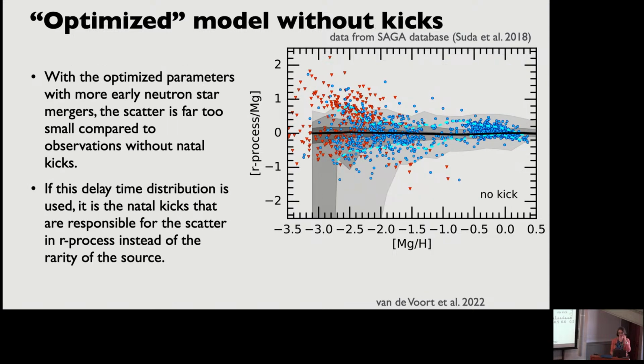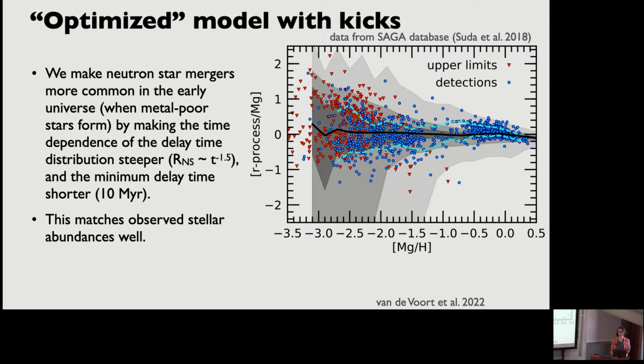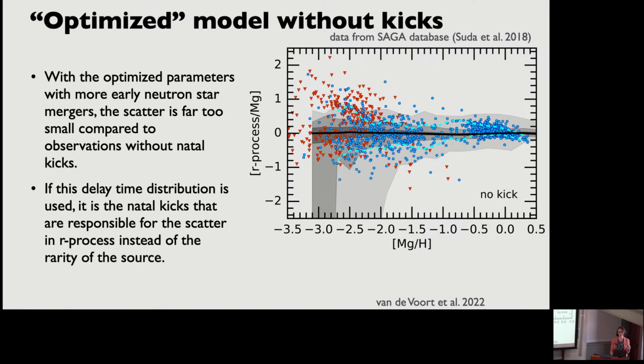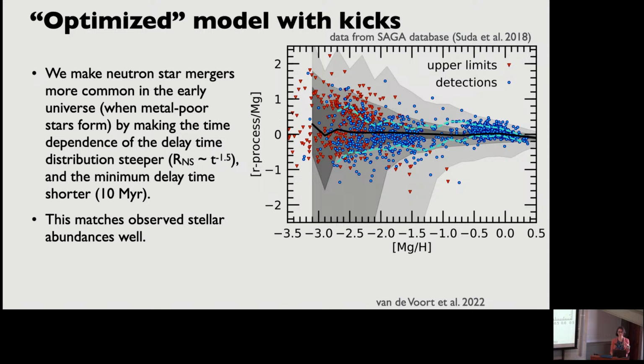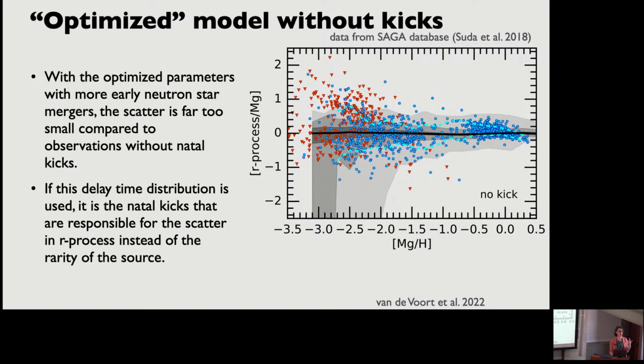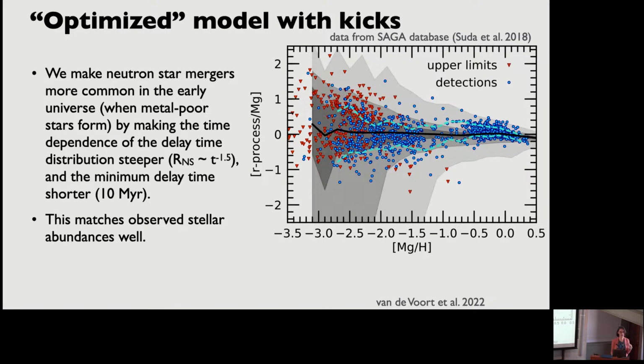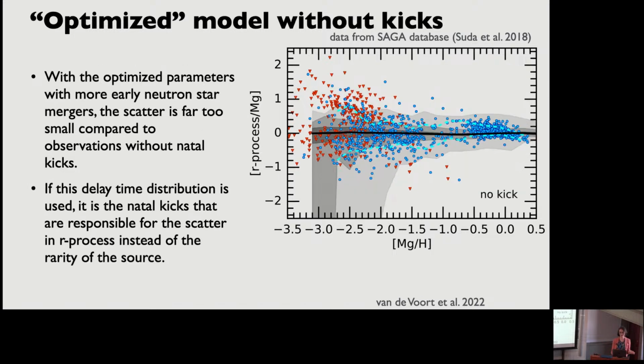However, if we now switch off these 200 kilometer per second kicks, if you compare these two simulations, the dark band is the 1 sigma scatter compared to the cyan dashed lines, which is the observational scatter. You can say that the scatter is now not set by how rare these objects are. It's now set by this additional kick that they get when the first supernova explosion goes off.